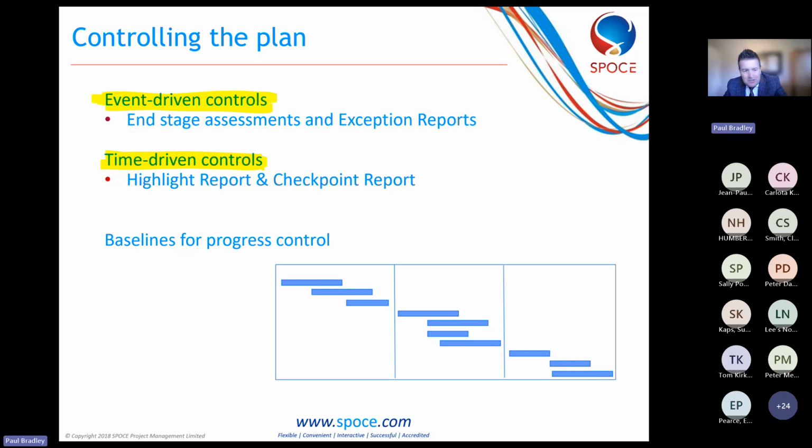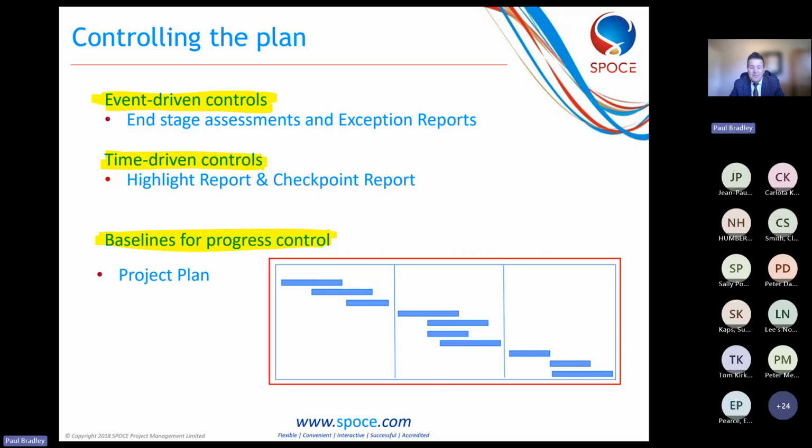In terms of what we're trying to control, we've got baselines for progress control. There's various baselines that we would look at trying to keep on top of. One being the project plan. That will be for the overall project. We've got the stage level plans, as you can see, that's just come up on the red outline. A plan for each stage of our project.